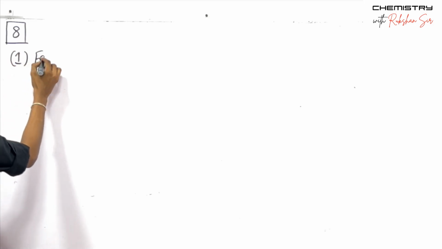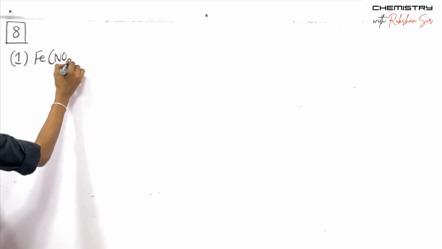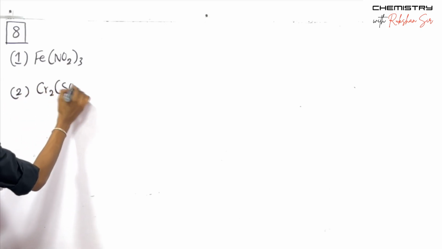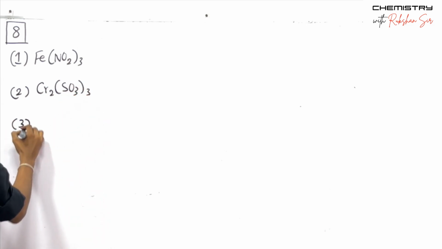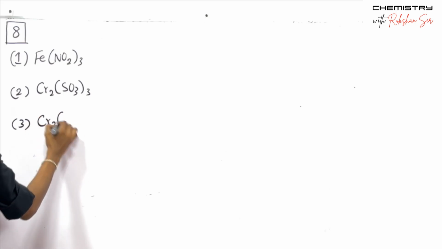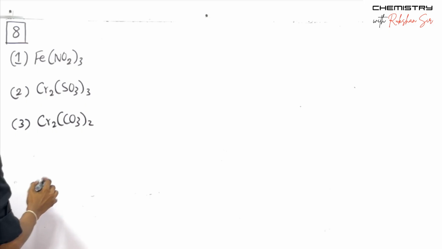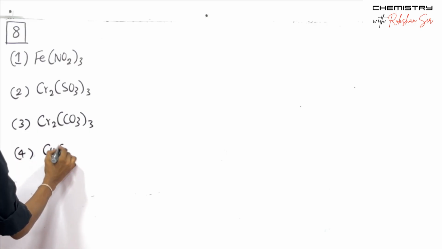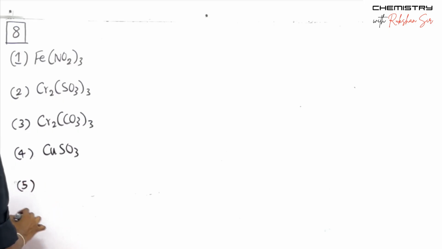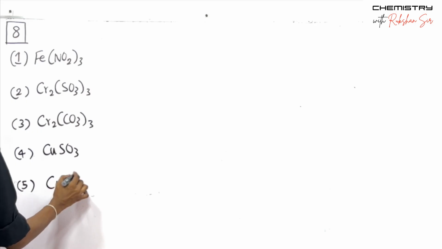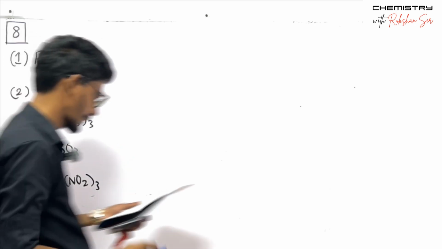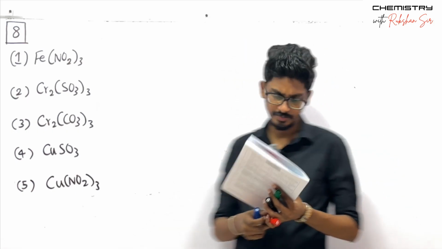First, let's come up with the choices there. NO2 thrice, Cr2SO3 thrice, then Cr2 carbonate thrice. 14 is copper sulfide. 16 is copper nitride, right? See, copper nitride. Right, okay.